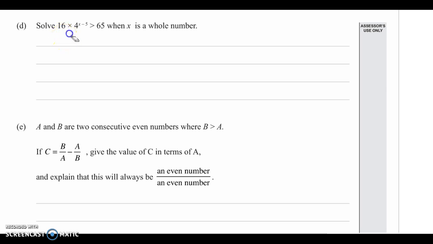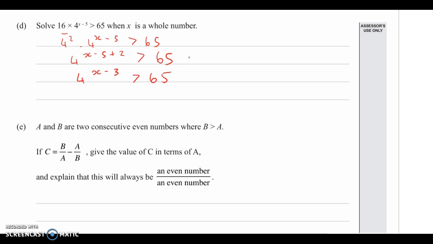Hopefully you've seen that 16 is 4 to the power of 2. And so 4 to the power of 2 times 4 to the power of x minus 5 is greater than 65. And remember, if the bases are the same, I add my exponents. So I've got 4 to the power of x minus 5 plus 2. I'm still writing everything in there just so that I don't forget anything. And that gives me 4 to the power of x minus 3 is greater than 65.